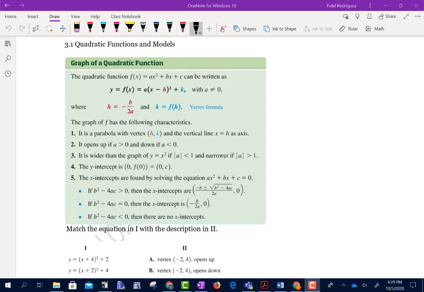Section 3.1 talks about quadratic functions and models. So what we have here in this green box is something called the graph of a quadratic function. And it says the quadratic function f of x equals ax squared plus bx plus c can be written in this form here. This is often what we call vertex form, guys, okay? So let me just make a little note of that. This is what we call the vertex.